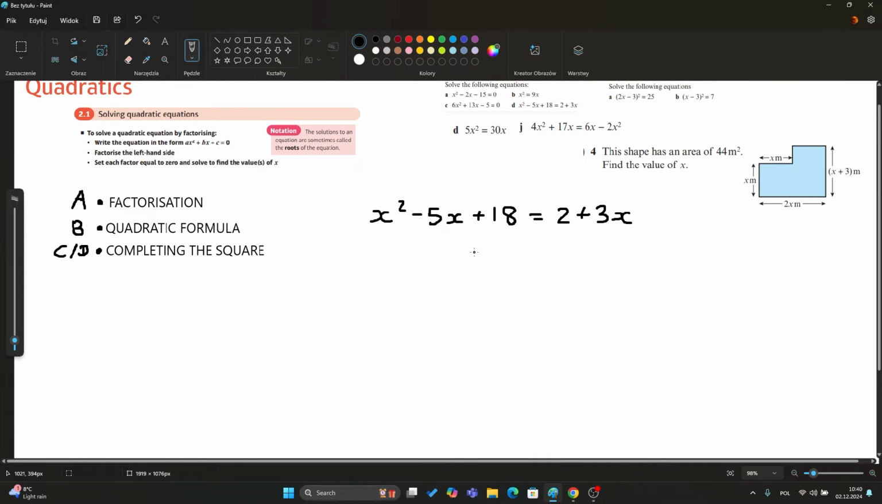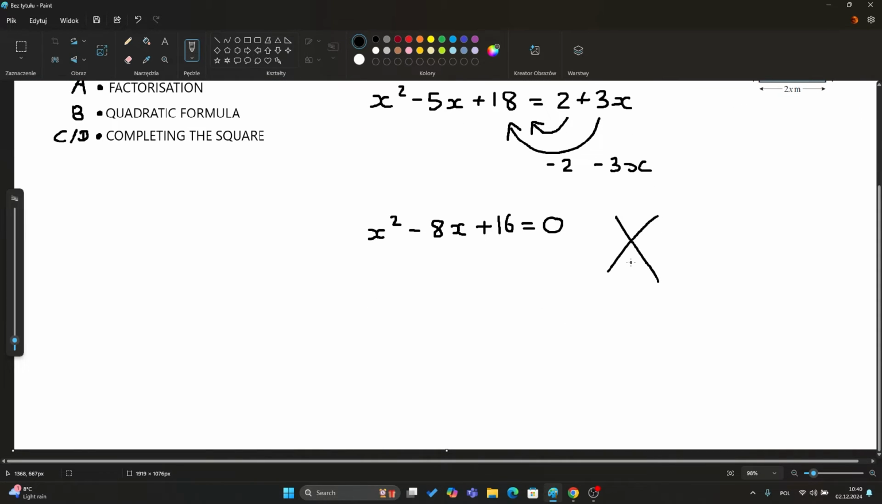Now we got ax squared plus bx plus c on the left hand side, but it is not equal to 0. So what we have to do is to bring those two onto the left hand side. So minus 2 minus 3x is going to be x squared minus 8x plus 16 equal to 0.